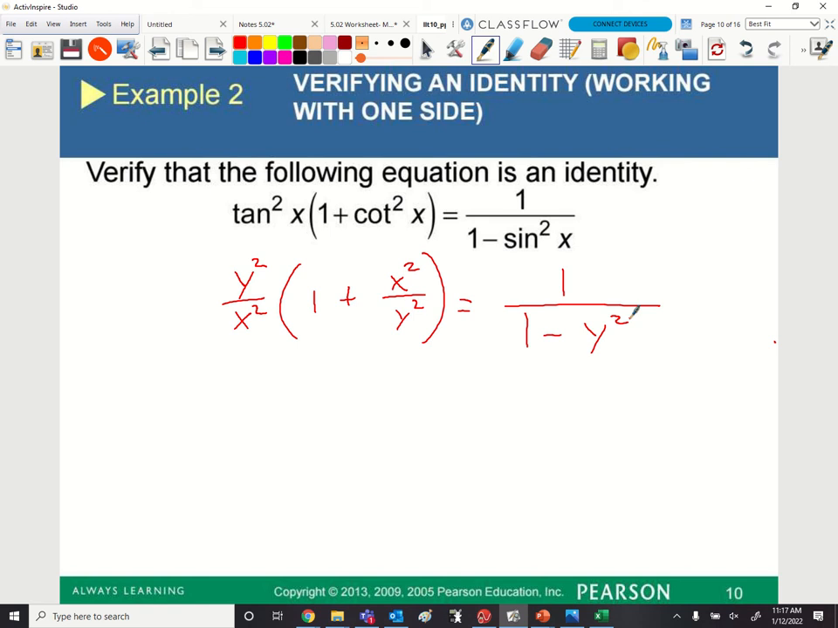So let's do my distribution here. My distribution here is going to give me y squared over x squared. And as I distribute, it becomes plus x squared y squared over, remember the bottom also, x squared over y squared, right?